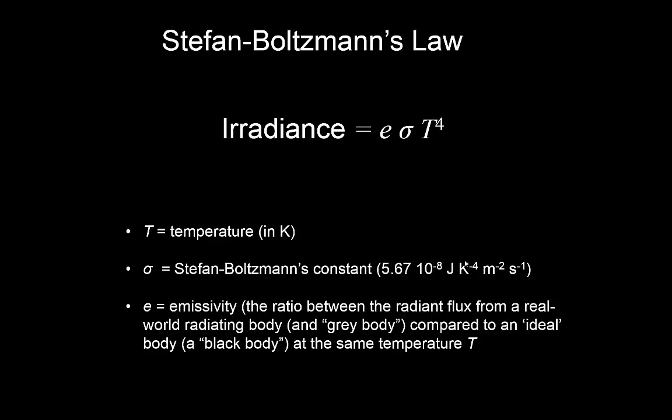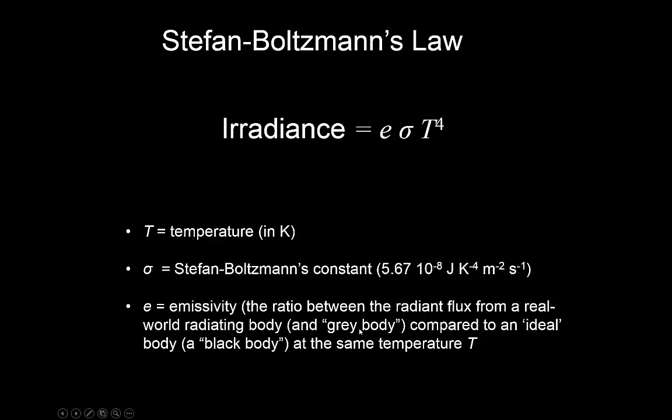So just recalling Stefan Boltzmann's law. If you haven't seen it before, it basically gives you an equation to predict the irradiance, the amount of radiation emitted by a body at a temperature T in Kelvin, with an emissivity E, and what you see further in here is Stefan Boltzmann's constant, and the power 4, which is part of that equation.